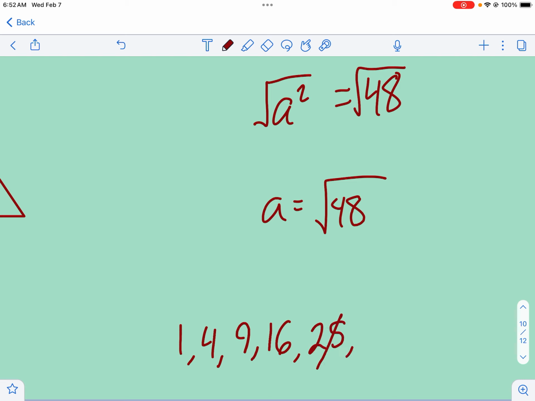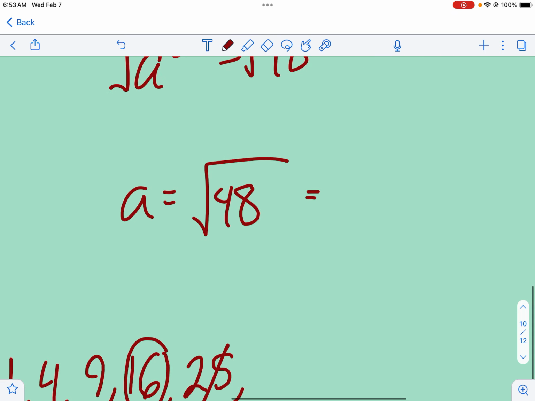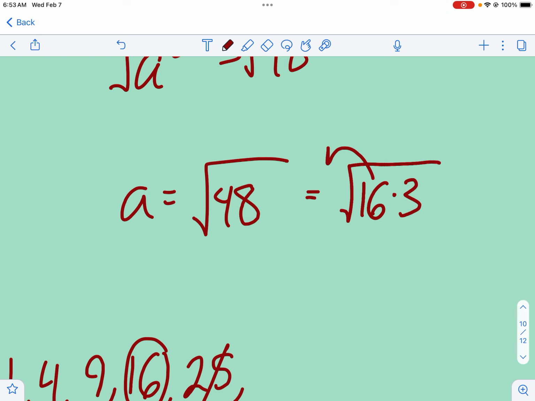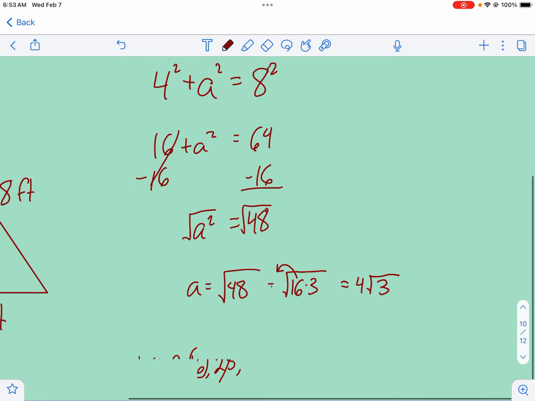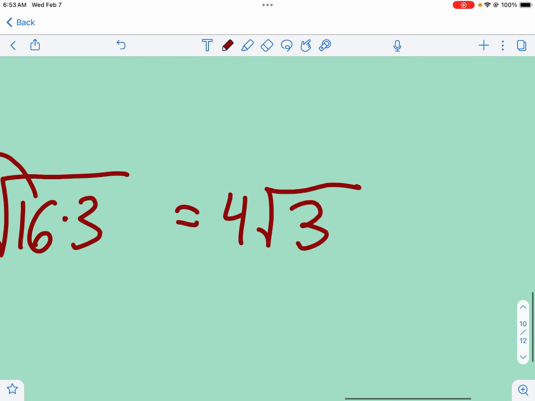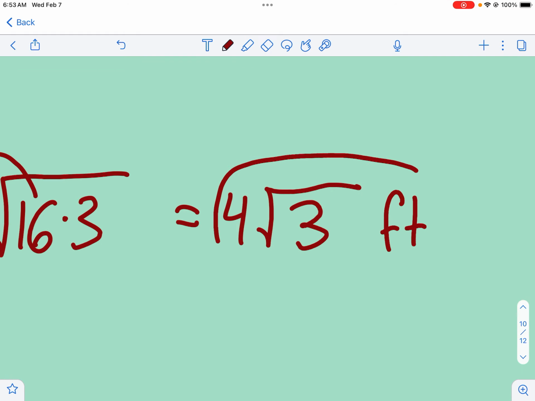25, that's going to be too big. 25 times 2 gives me 50. 16 is the next one to try, and 16 and 3 do give me 48, so I can write my current 48 as a product of 16 and 3. Take the square root of 16, and I'll have 4 on the outside, root 3. Again, that 4 is coming from taking the square root of 16, and my label is feet, or 4 root 3 feet.